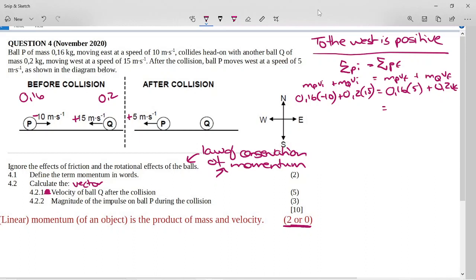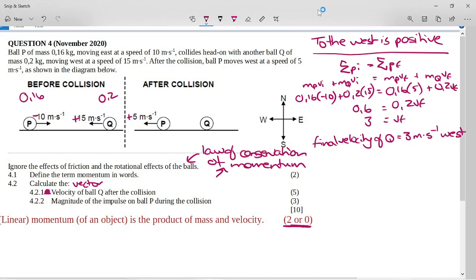And whatever the sign is will tell us the direction. So if we do some maths here, we end up with something like 0,6 is going to be equal to 0,2 VF. I assume you can all use your calculator. So 0,6 divided by 0,2 gives you an answer of 3. And this is a positive 3. So the final velocity of ball Q is going to be 3 meters per second.